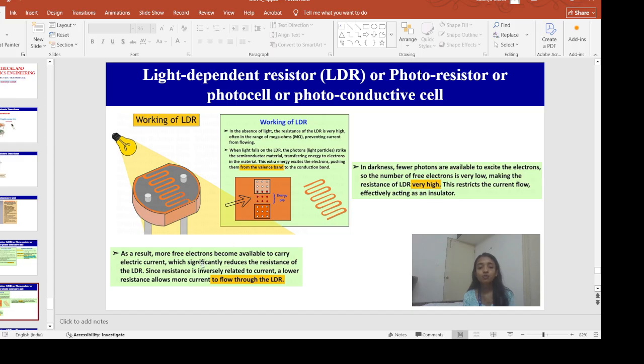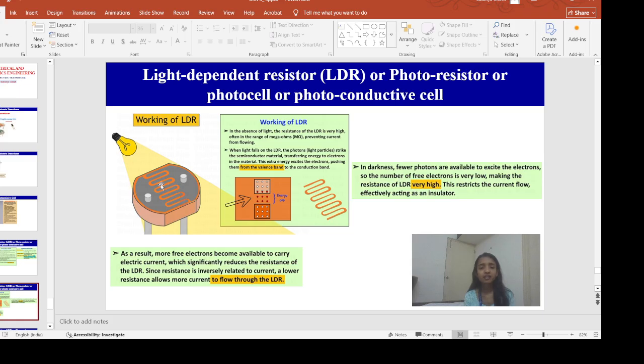Okay, so as we increase the light energy, more electrons will be available to carry the electric current. As a result, conductivity in the conduction band will increase and the resistance of the LDR will decrease. Since resistance is inversely proportional to current, a lower resistance will allow more current to flow through the LDR. So in darkness, what will happen?